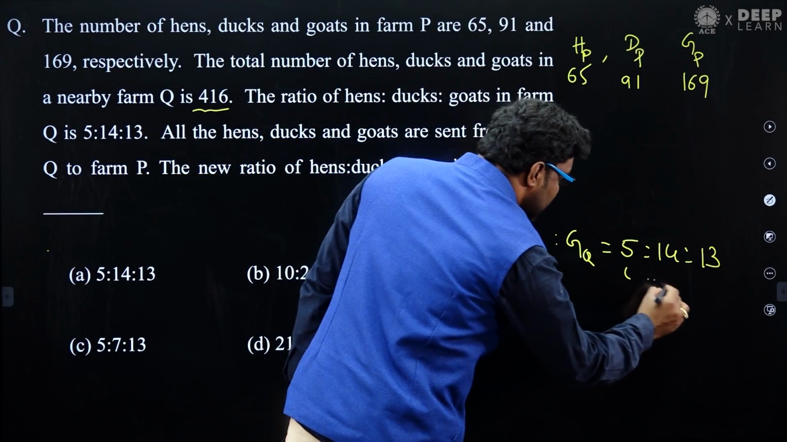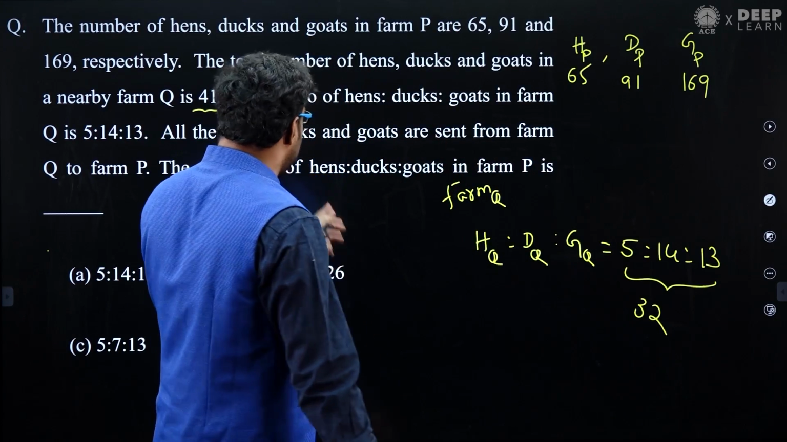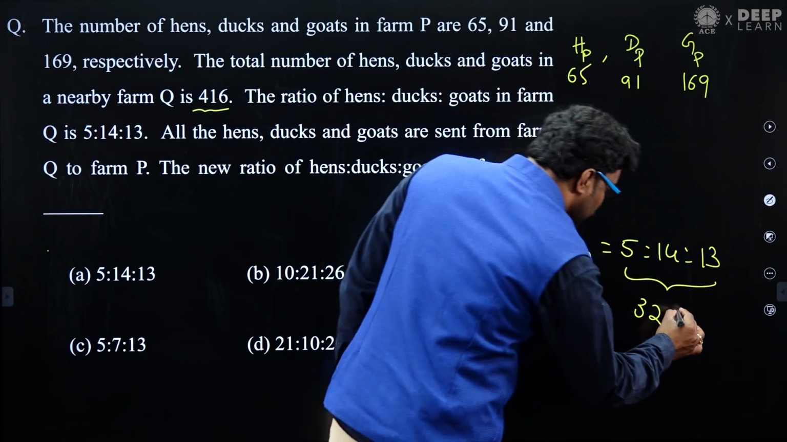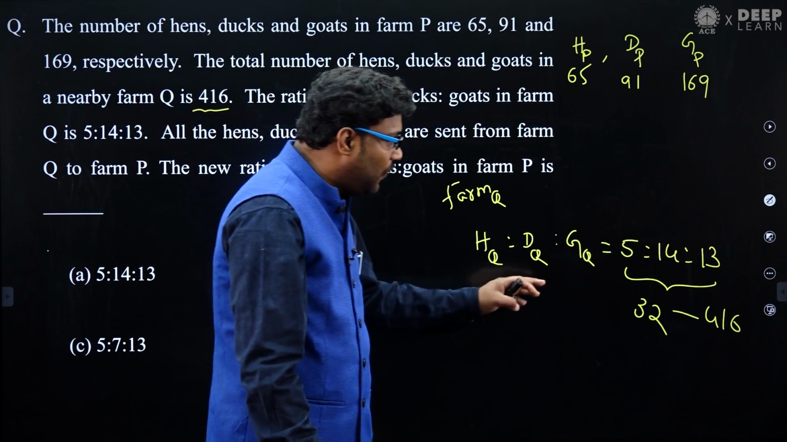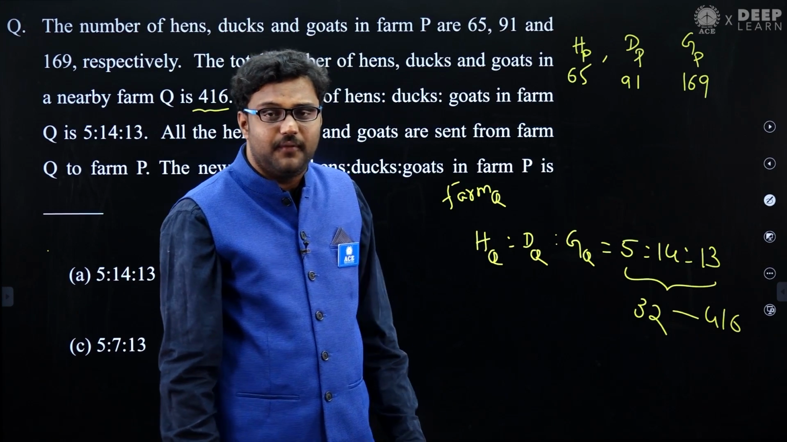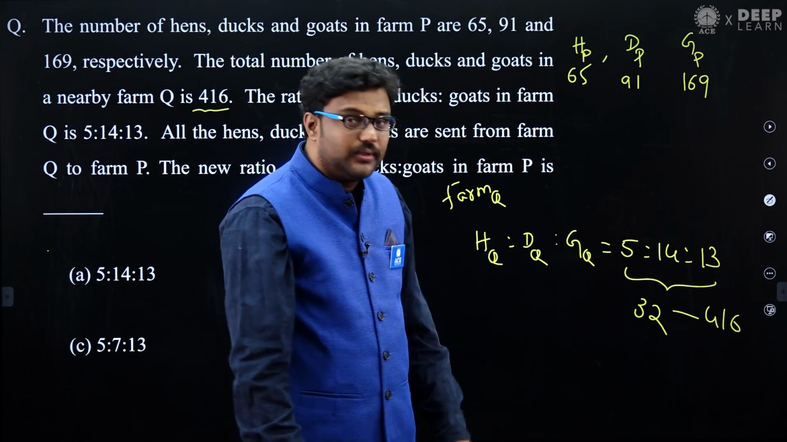Now if you add all this, we have to get 32. 5 plus 14 plus 13 is 32, but you want 416. So what should we do? What is the relation with respect to 32 and 416? We have to check. Into 10 will give 320.